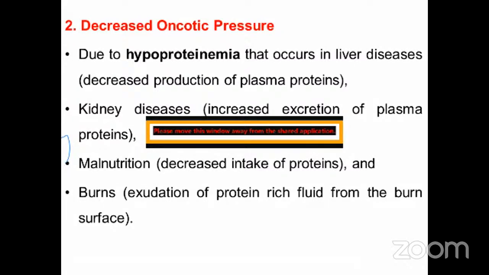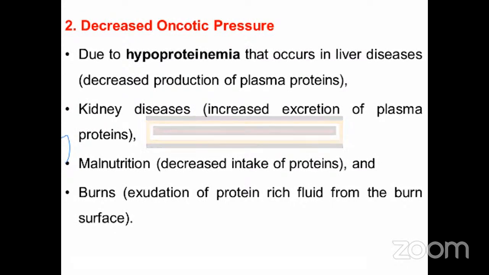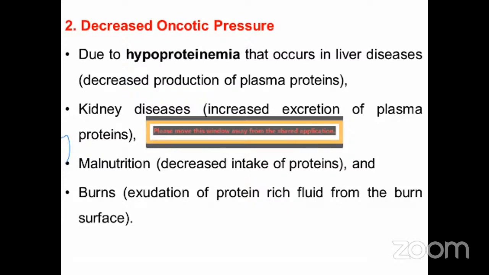Second is malnutrition: decreased intake of proteins through the diet, so the amount of proteins decreases. Then burns. In burns, vesicles form on the skin, then the vesicles burst and fluid containing proteins is removed. So there is an exudation of protein-rich fluid from the burn surface, a loss of proteins, and this decreases the oncotic pressure of the blood.